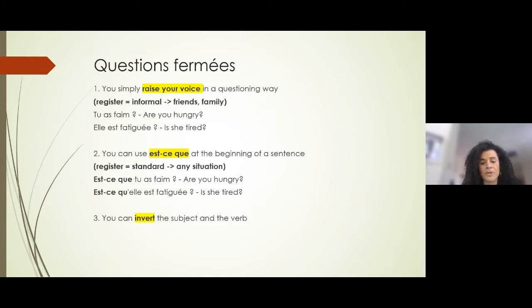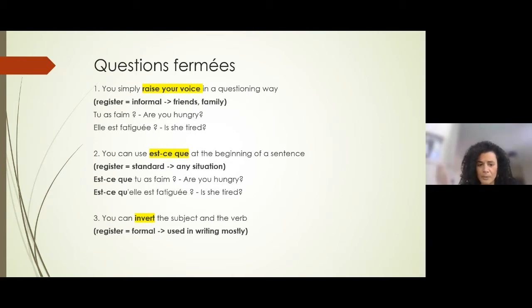The third type of question is when you invert the verb and the subject. So you're going to invert like this, and it is becoming a question. And that type of question is formal. You mainly use them in writing. Okay, so these are the three structures for question fermée.